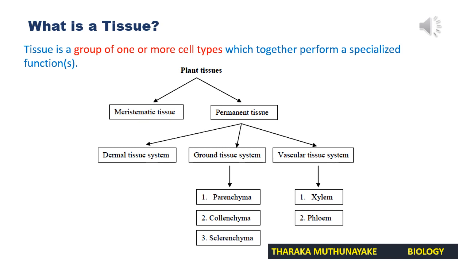This ground tissue, remember, is a filling tissue. It is normally found in between dermal tissue and vascular tissues. There are three types of cells in ground tissues. Those are parenchyma, collenchyma, and sclerenchyma. And there are two types of vascular tissues. Those are xylem and phloem.